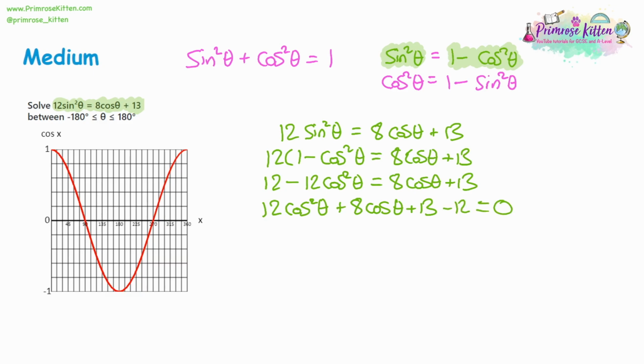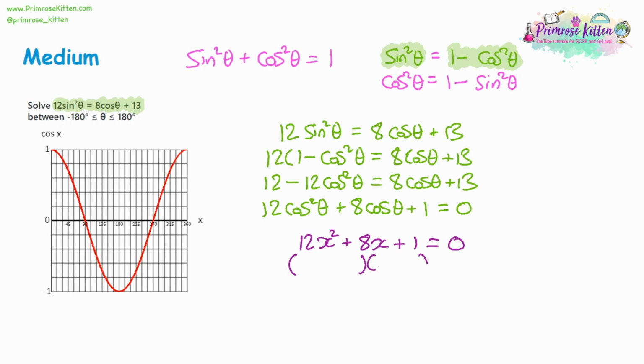So this is a rearrangement, and then 13 take away 12 is actually going to give us 1, so we can correct them. Altogether, we've got 12 cos squared theta plus 8 cos theta plus 1 is equal to 0, just by expanding the brackets and collecting all the terms on one side. Now again, this is going to give us a quadratic, so we could say 12x squared plus 8x plus 1 is equal to 0. So what we want to do now is factorize this.